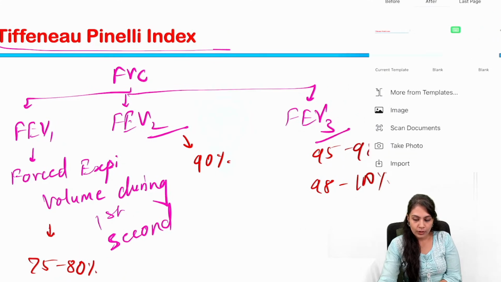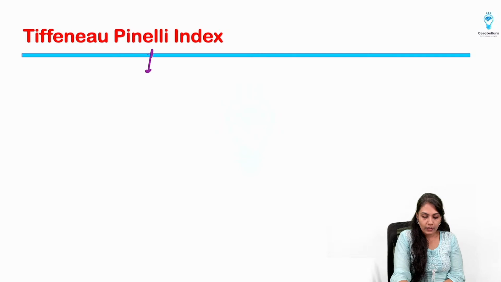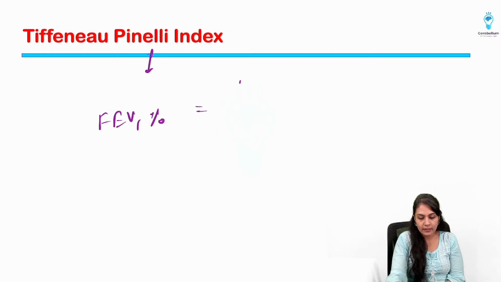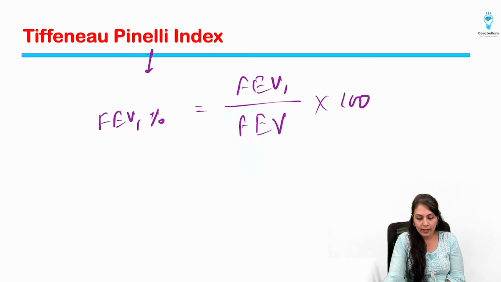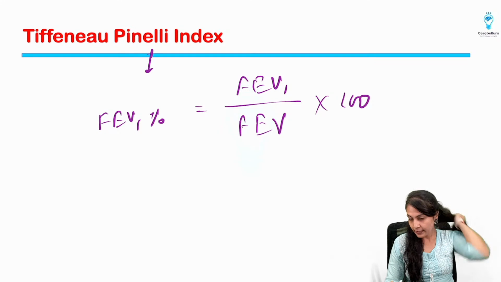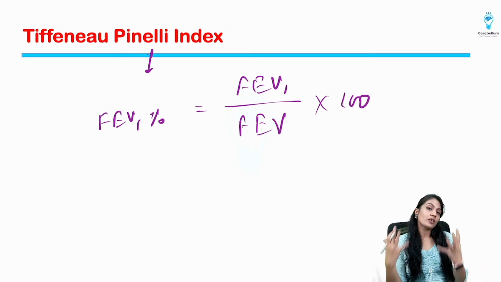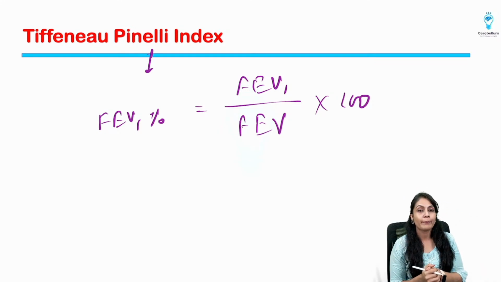Okay, so I'm going to just rush through it. I hope you know this. FEV1 percentage is nothing but the Tiffeneau-Pinelli index. I'm going to calculate the FEV1, how much air out of the total expired air, that is the forced expiratory volume, into 100, that is going to be the FEV1 percentage, and that is nothing but the Tiffeneau-Pinelli index.